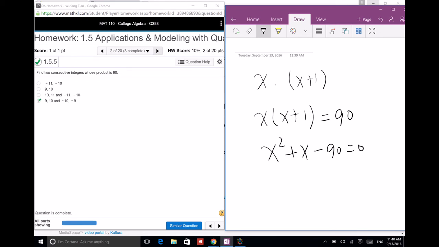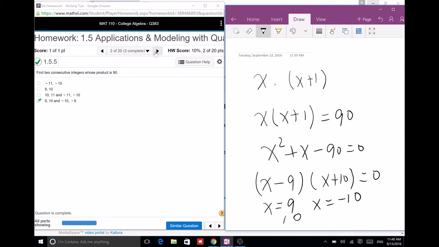Okay. It factors as x minus 9 times x plus 10 equals 0. You have x equals 9 and x equals negative 10. Well, the next number is going to be 10. For the other one, the plus 1 is negative 9. So you have the answer. Even if you don't know how to solve the quadratic equation, you can still plug the answers in. Only 9 times 10 gives you 90, and negative 9 times negative 10 also gives you 90. You have the answer as well.